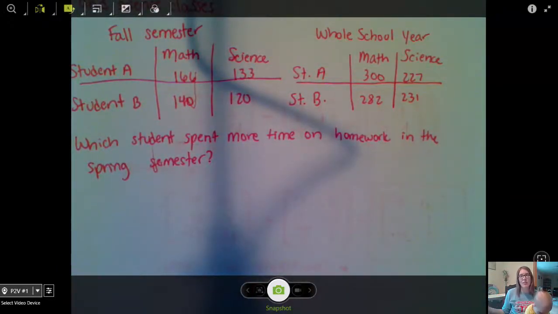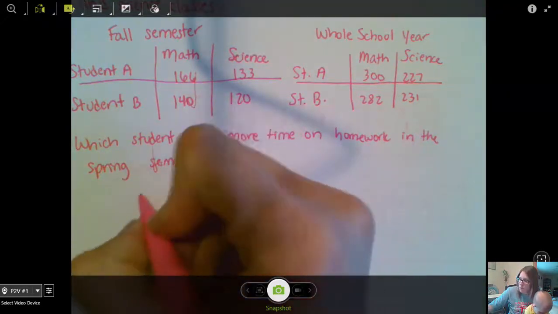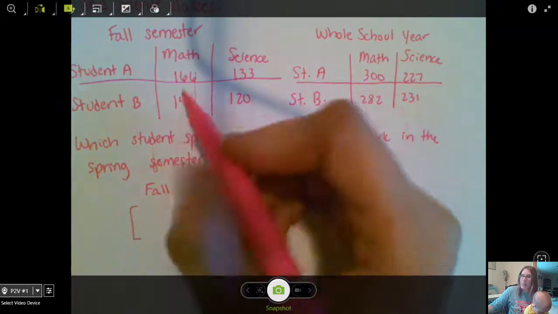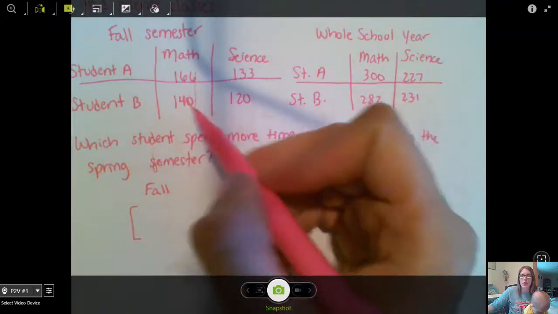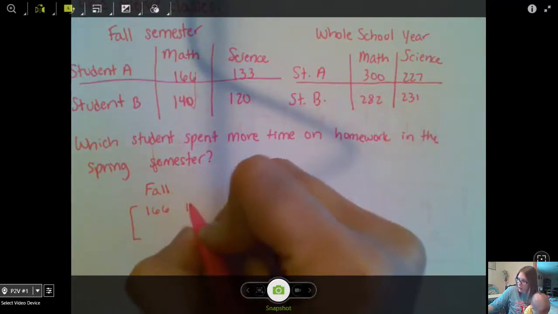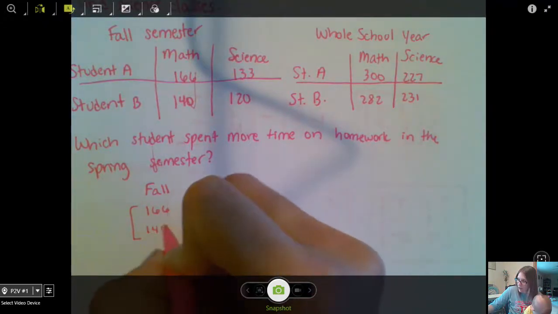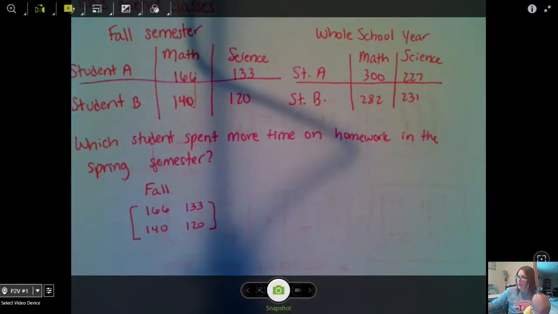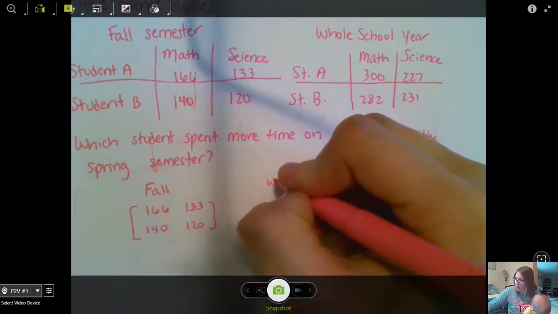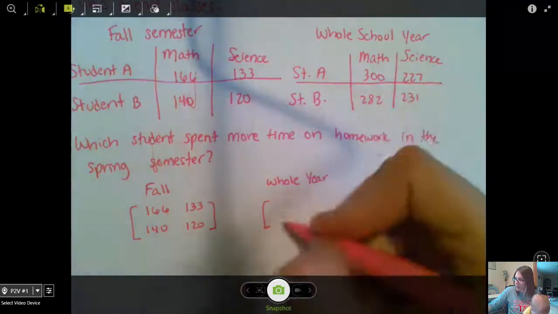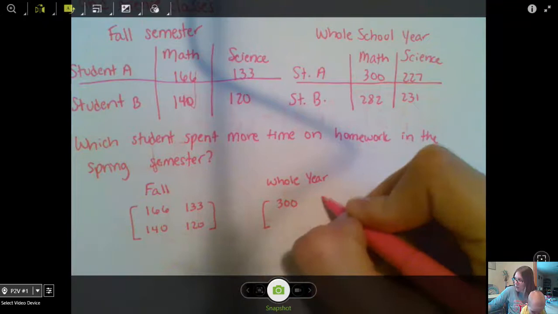This is one of those situations that I could use a matrix to represent my data. So for the fall semester, I could take this data and make a 2x2 matrix. 2 rows, 2 columns. And my 2x2 matrix would look like this. I guess the biggest reason this is nice is because I don't need to necessarily label everything. And then for the whole year, my 2x2 matrix would look like this.